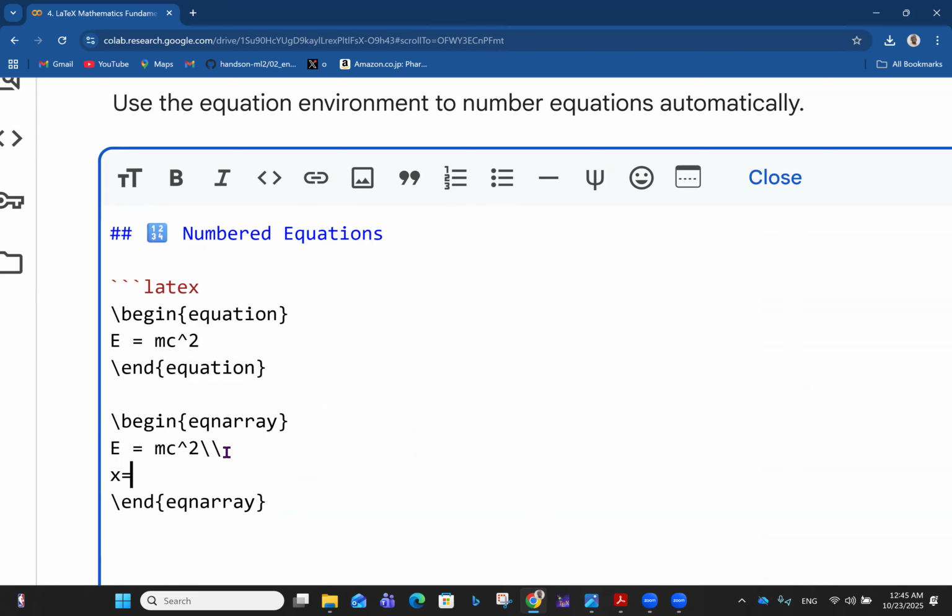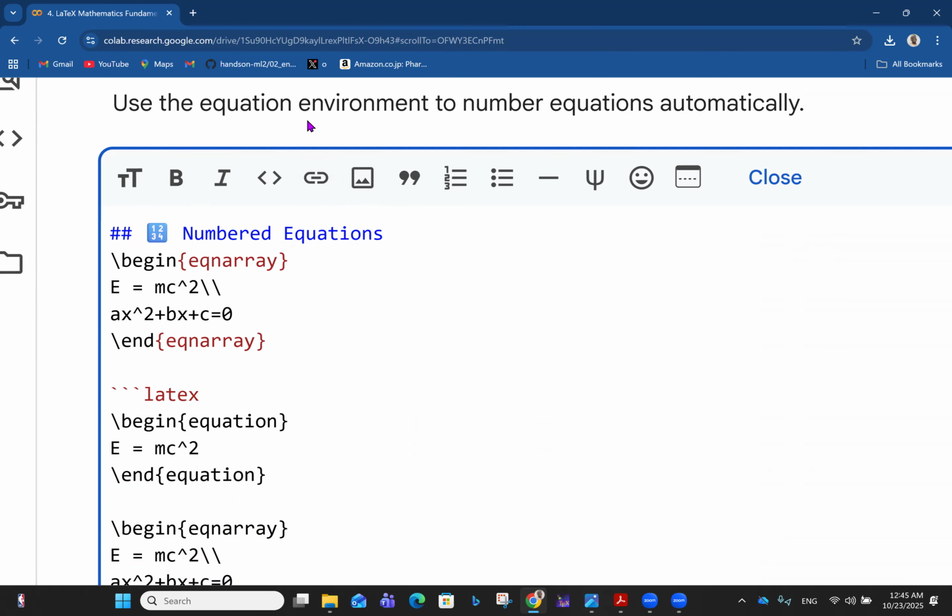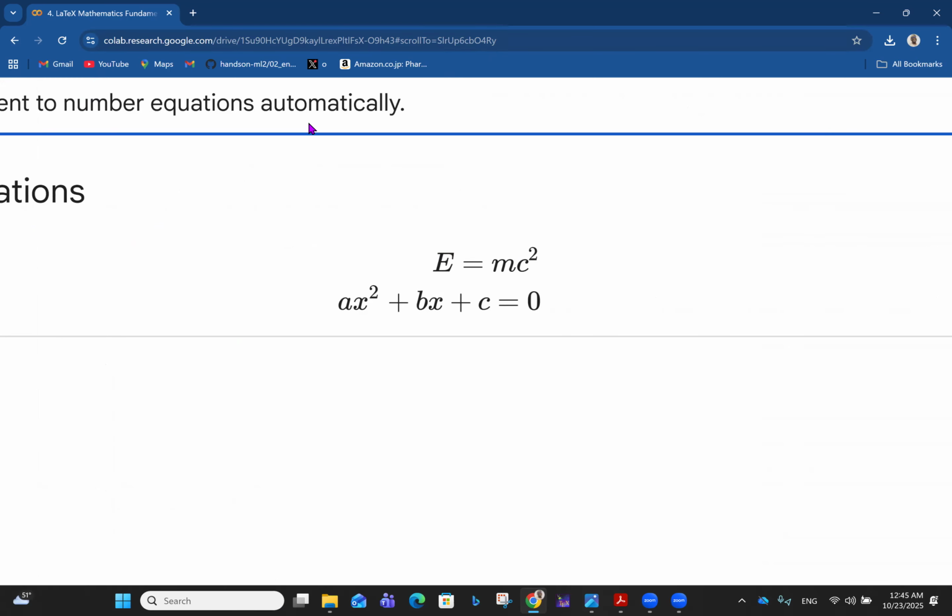Then you now have, say, x is equal to, or better still, ax squared, your quadratic expression, bx plus c equals 0. So this works. Begin equation will not work for this, but equation array will work for this. I want to try it out here to see if it actually works. Yeah, you see it works. It puts the equation in two separate lines.